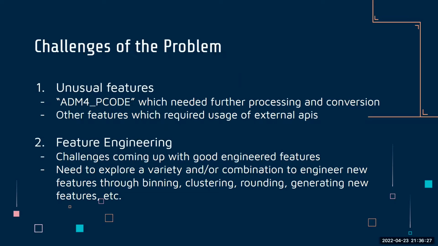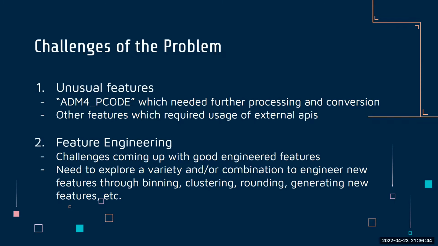Firstly, the features provided in the dataset include an unusual feature, ADM4 P code, which is the ward code used to find the ward polygon in the shapefile provided. For this feature and some other features, we had to use other external APIs or conduct further processing and conversion before they could be used.